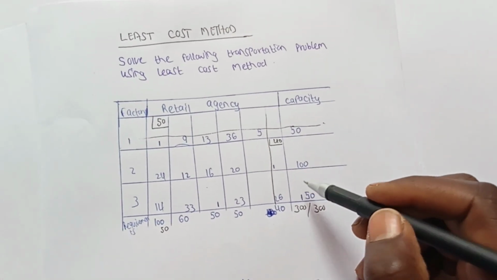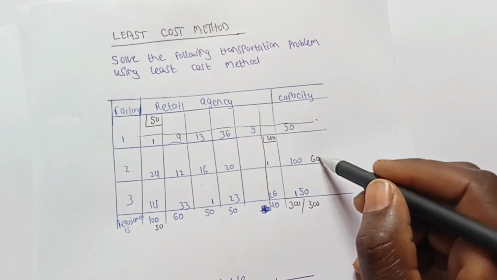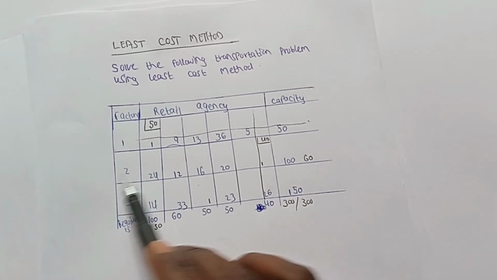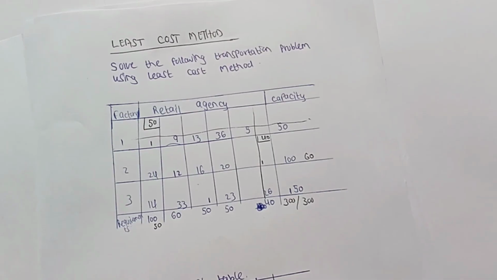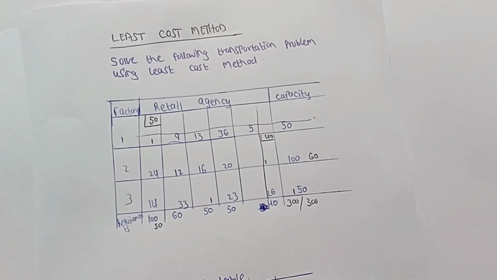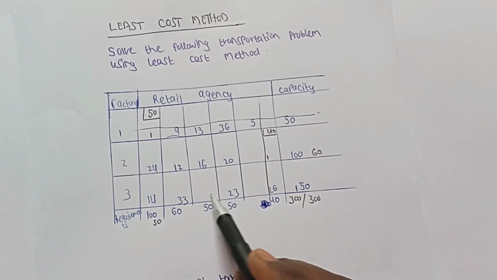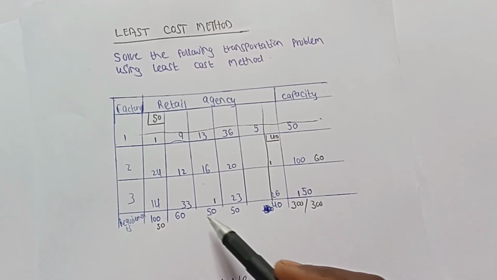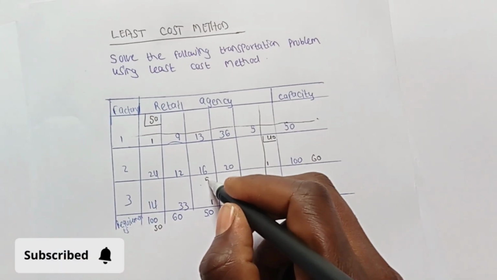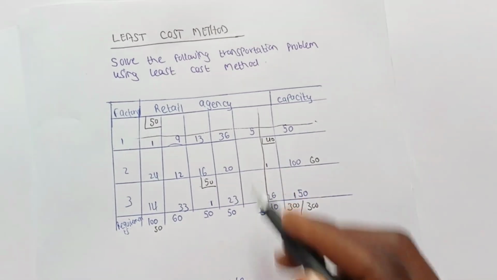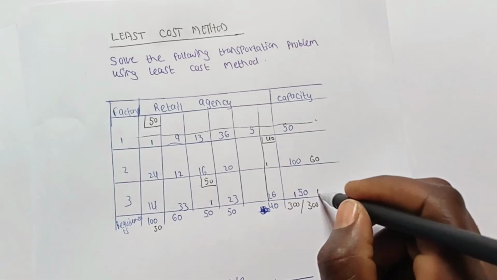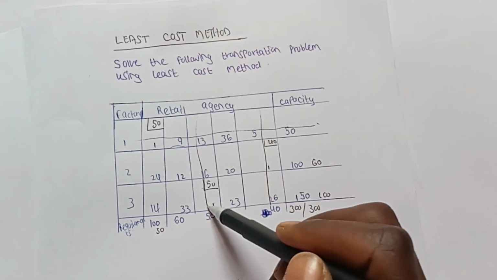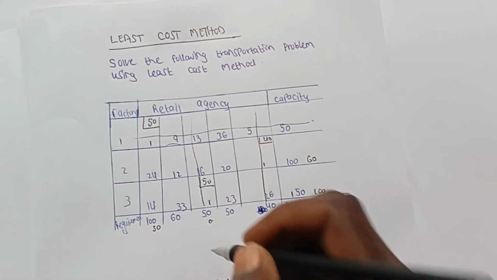When you allocate 40 here, we remain with 60. So we are remaining with these ones. The next least cost value is still 1, this one here. We have 50 and we have 150. The least is 50, so again we allocate 50 here. When we allocate 50 here, we remain with 100, and this one we have exhausted, so it remains 0.